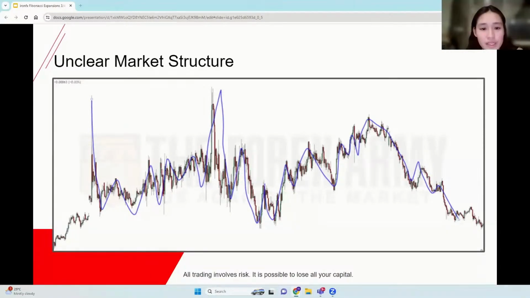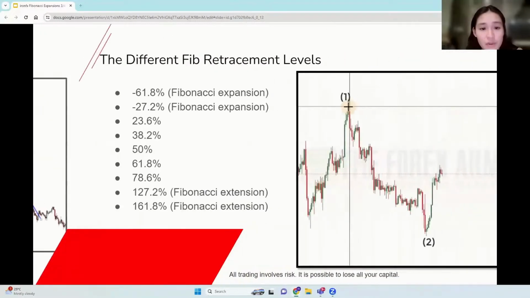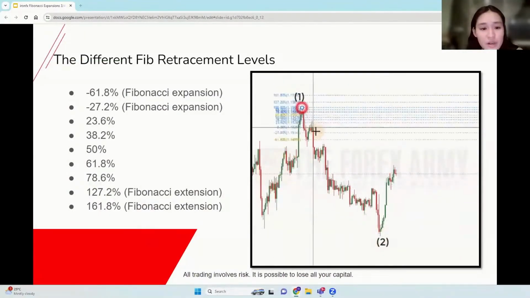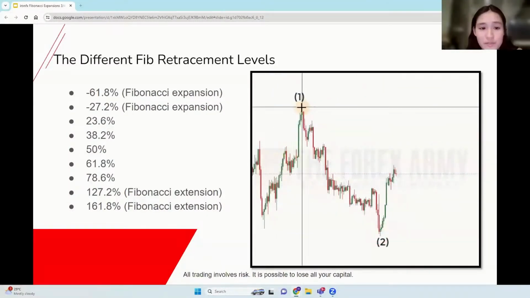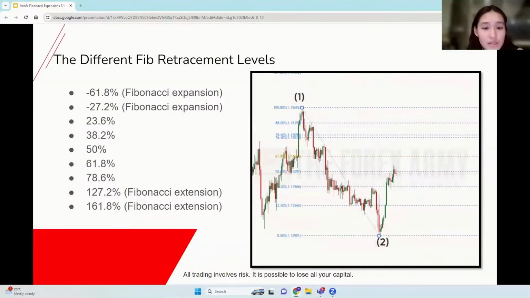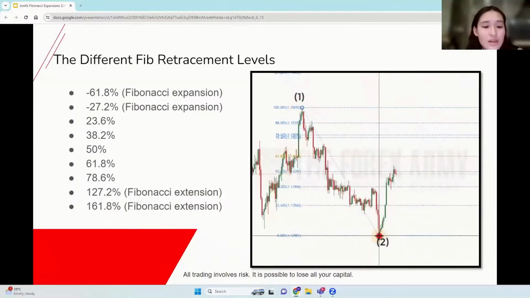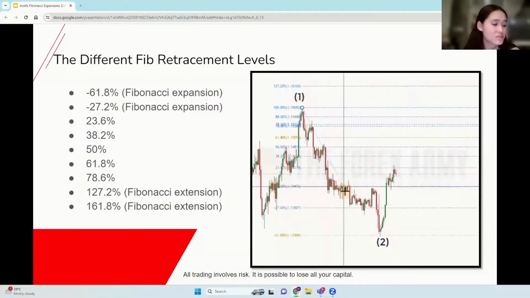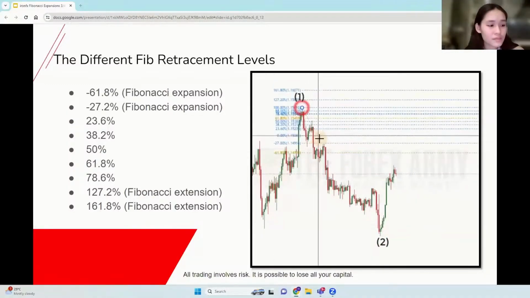Okay, and here are the different Fibonacci retracement levels. So the negatives are what we are going to be looking at today, which is the Fibonacci expansion. And in previous weeks, in our first session, we went through Fibonacci retracement, which would be from 0 to 100. And those that are above 100, so 127.2 and 161.8, those we talked about last week when we talked about Fibonacci extensions.